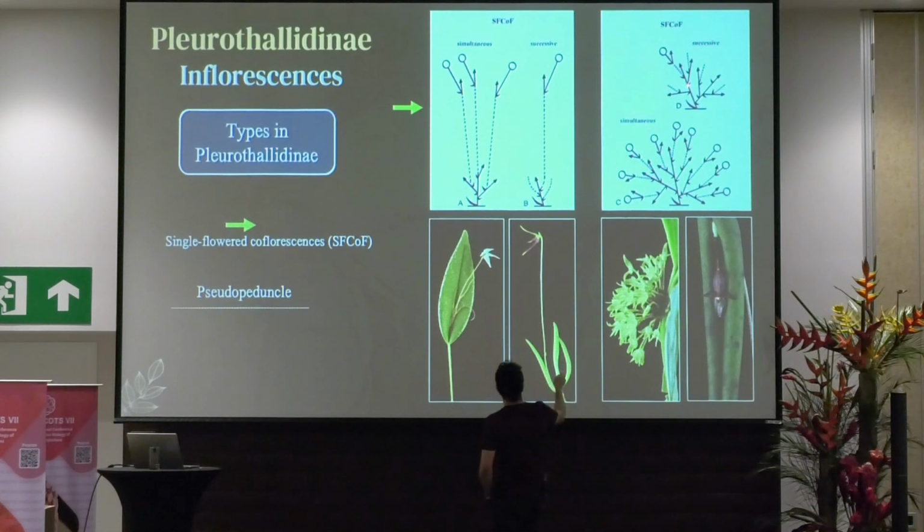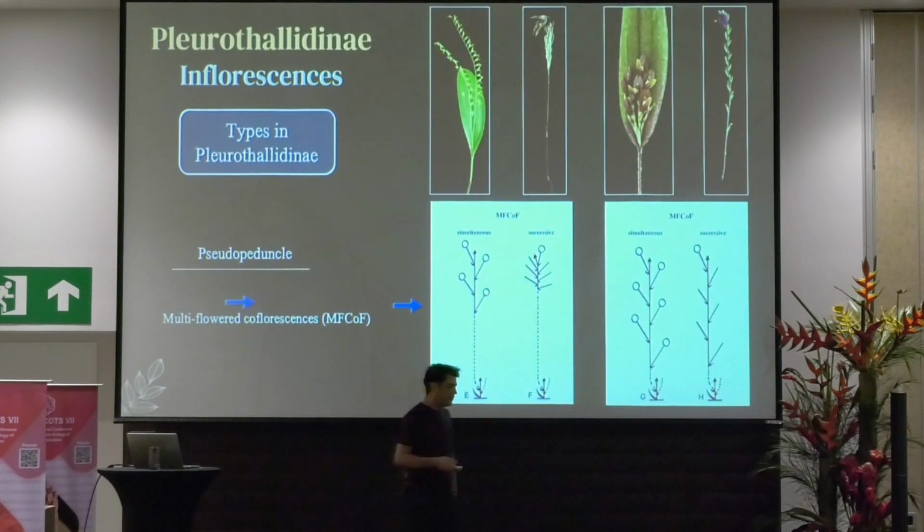And these are just a few examples of what we can find in the subtribe. There are different examples based on how long the peduncle is, or based on the succession of the flowers, or how they appear on the branch system. Here you have some examples.